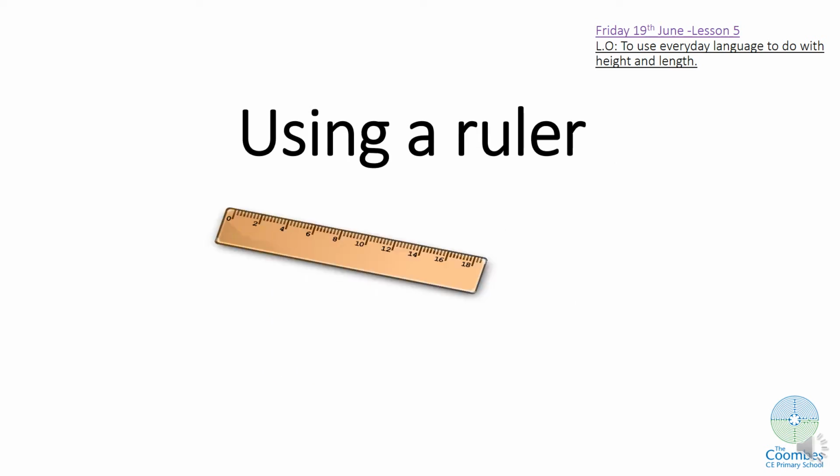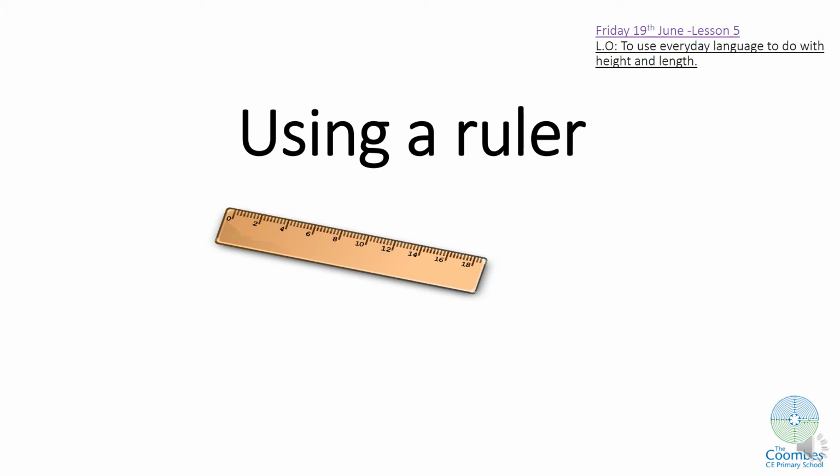Okay then, and your final task for this week was to use a ruler to measure different objects on a worksheet. So if you had a ruler, you had to make sure that the end of the object was on the 0 of the ruler, and then the other end of the object was to carefully find out where the other end of the object was to find the number on the ruler. And then that would tell you how many centimetres that object was.